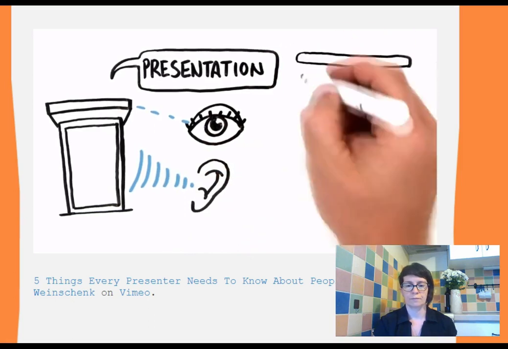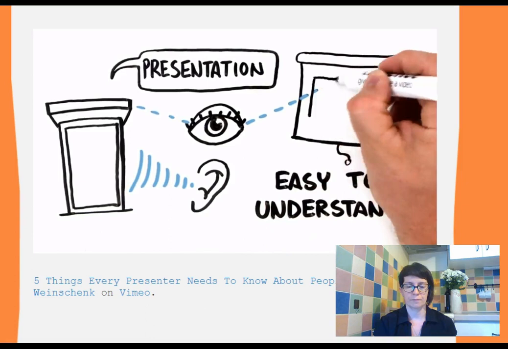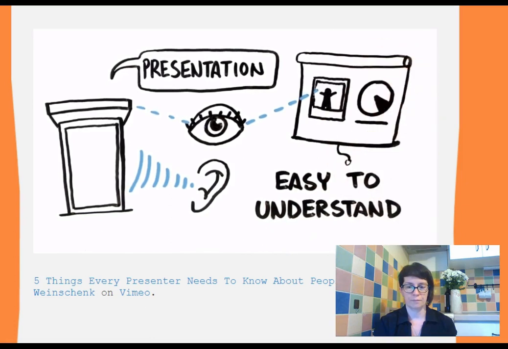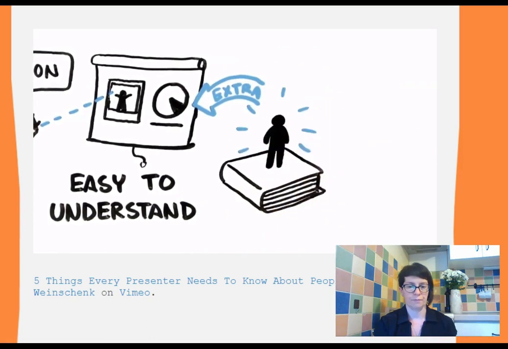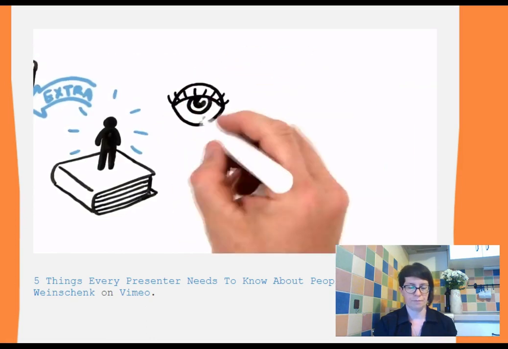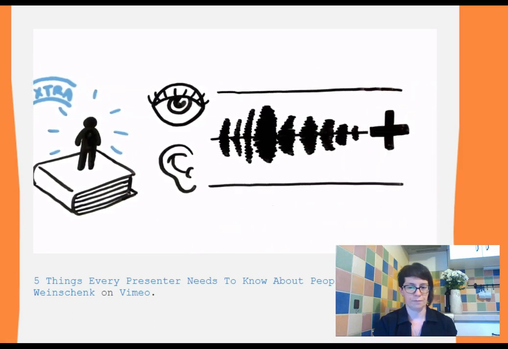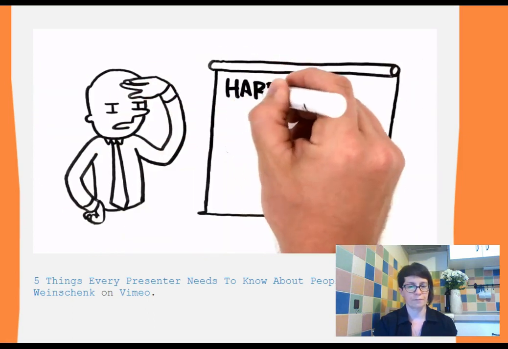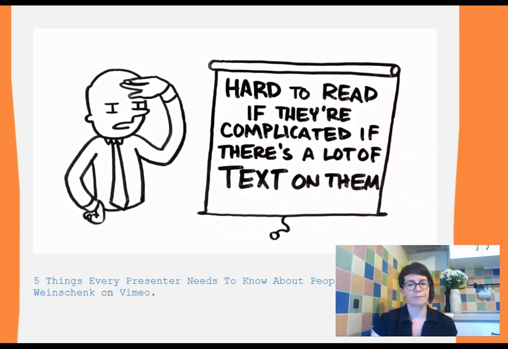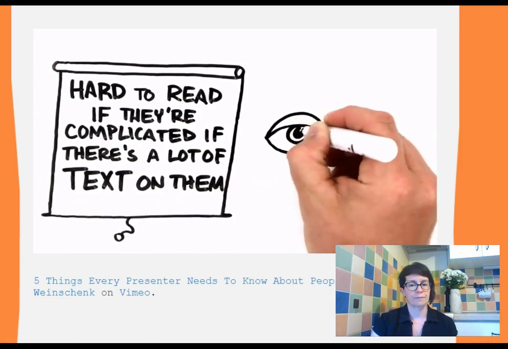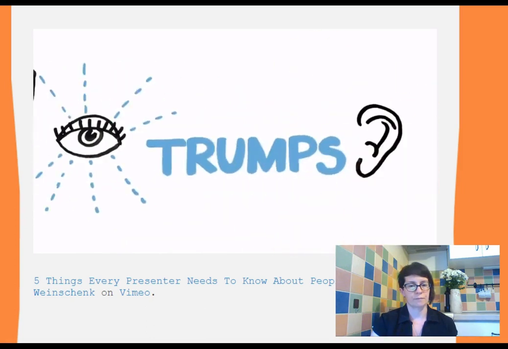Number 2, multiple sensory channels compete. During a presentation, there are 2 sensory channels that are the most active, visual and auditory. Your audience is looking at you and listening to you. They're also possibly looking at slides you're showing. If the slides are visuals that are easy to understand, like photos or diagrams that add extra context and meaning, then having these multiple channels, audio and visual, are a positive experience for the audience. But if the slides are hard to read, if they're complicated, if there's a lot of text on them, then the visual channel is going to be distracting. The visual channel trumps auditory.